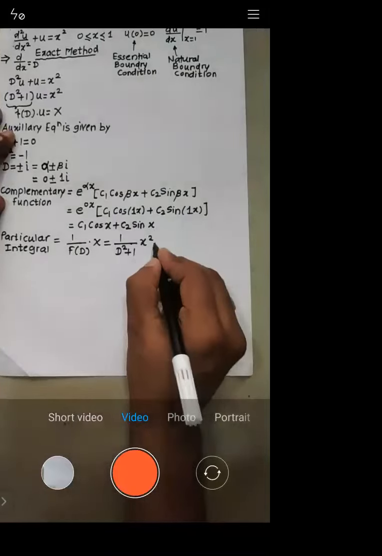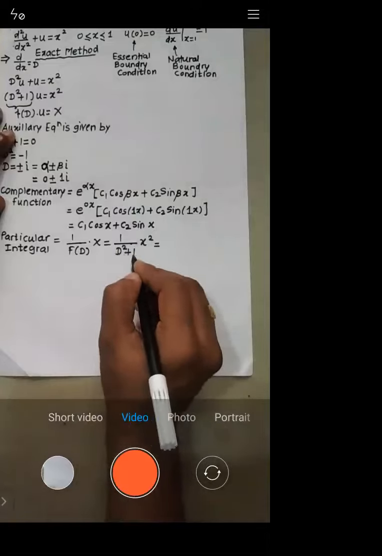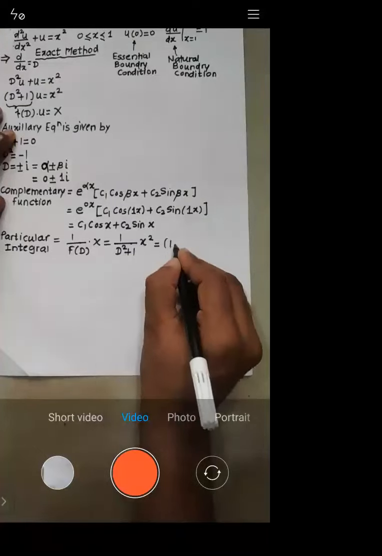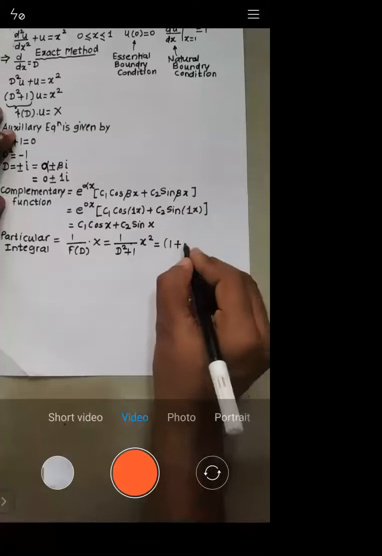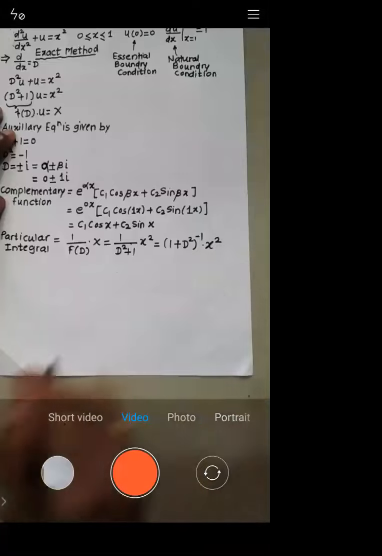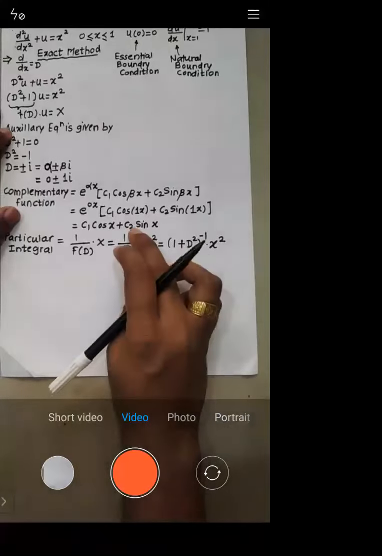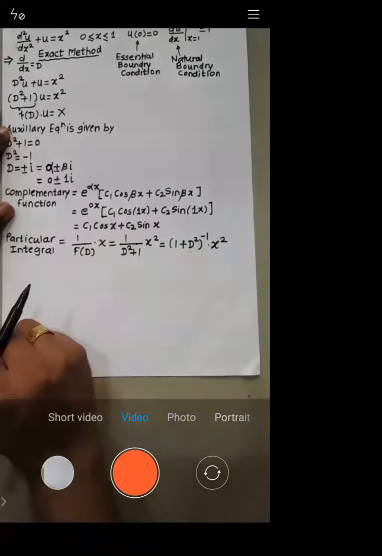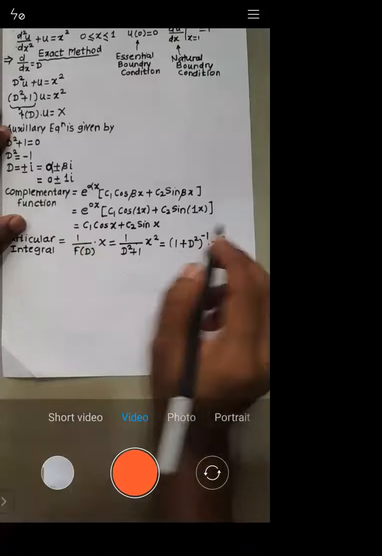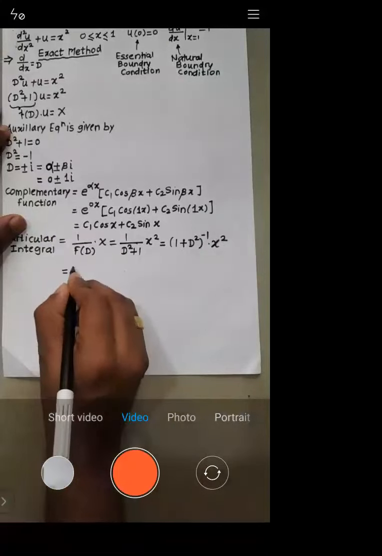Okay, so can I write it like this? See, this is D square plus 1, so it is 1 plus D square. If you take this to the numerator, it becomes 1 plus D square raised to power minus 1, into x square. Is it okay? Let me know. Because basically I need to expand this series. So how am I going to expand it?